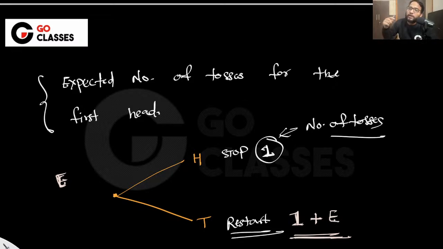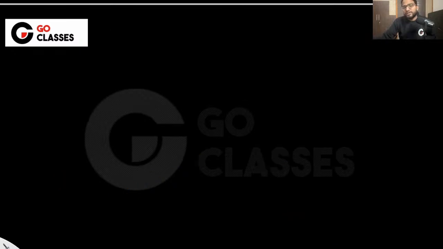So what is happening here? You toss it. Either you get head or you get tail. If you get head, you will be stopping. You will say that okay, I just need one toss. In one, I got my head, and that's where I'm stopping, because I got whatever I wanted. But if you get tail, then you will be restarting, and you will be needing 1 plus e more tosses. So basically, the situation is that either you get head or you get tail. Here the expected number of tosses is 1. Here the expected number of tosses is 1 plus e, if e is the earlier expected number of tosses.